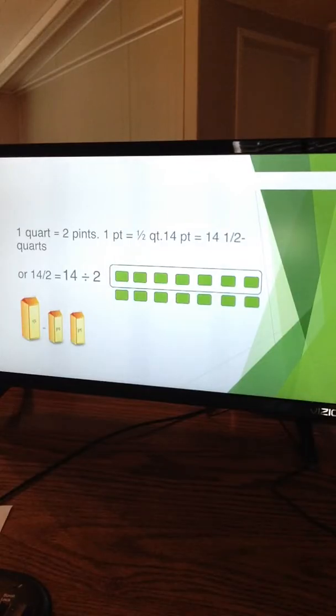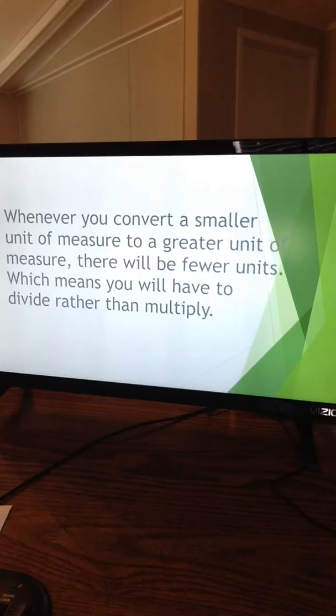If 1 quart equals 2 pints, 1 pint equals 1/2 quarts. 14 pints is 14 1/2 quarts. Another way of saying that is 14 divided by 2. So if we have 14 pints, we divide that by 2, and that gives us the number of quarts that Mark had. Now, whenever you convert a smaller unit of measure to a greater unit of measure, there will be fewer units, which means you will have to divide rather than multiply. I know that can be confusing sometimes.